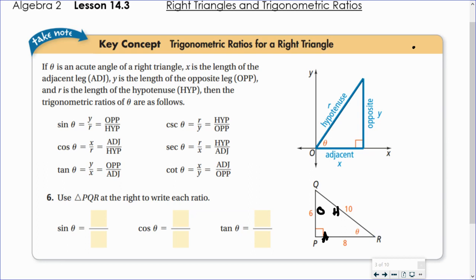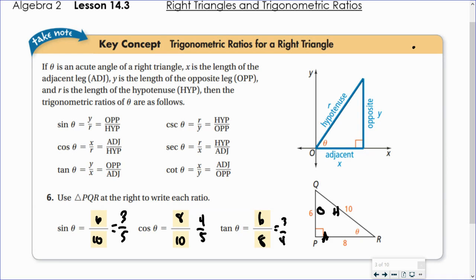Okay, so if I look at this, the sine of this is going to be 6 over 10, and of course that reduces down to 3/5. The cosine is going to be, again, we're going from theta, this angle, so it's going to be 8 over 10, which is reduced down to 4/5. The tangent is the opposite over the adjacent, 3/4. Okay, so that's all that we're doing here with this.